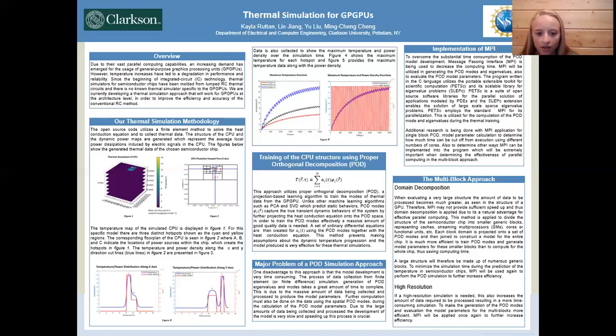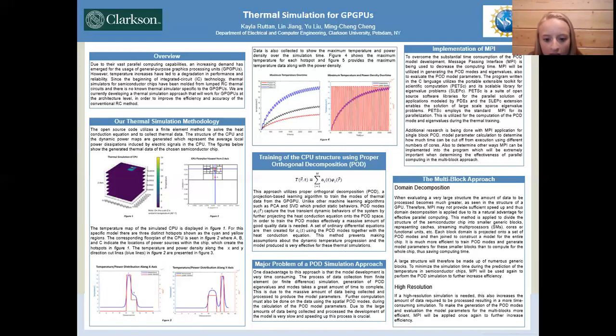A set of ordinary differential equations are then created for this variable, shown here, a sub i of t, using the POD modes together with the heat conduction equation. This method prevents making assumptions about the dynamic temperature progression, and the model produced is very effective for these thermal simulations. One disadvantage to this approach is that the model development is very time-consuming.